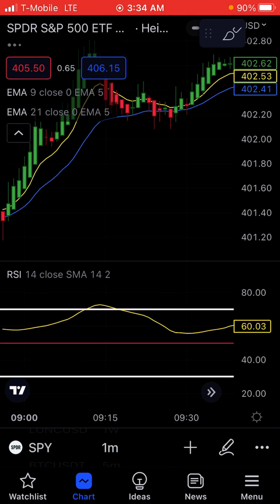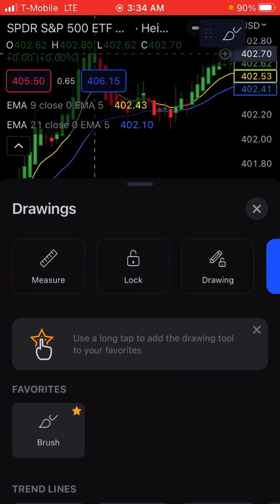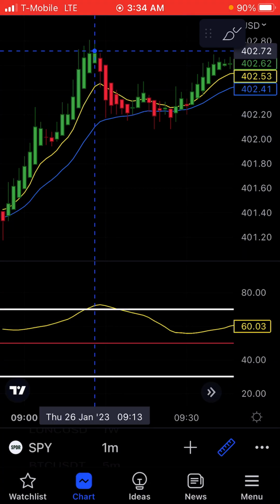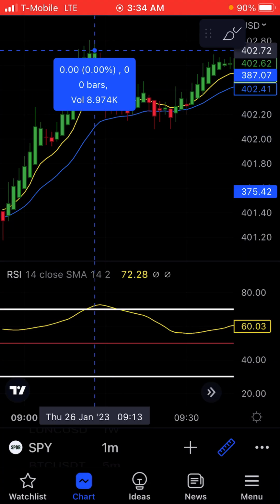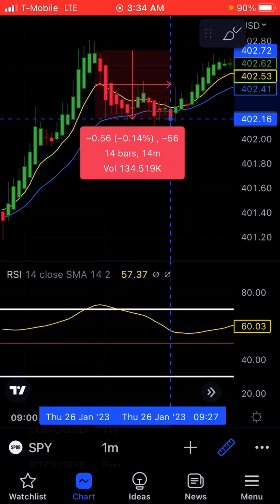Okay, so if we wait right here, see that it's at the top. So I would do a put right here, and then I would write it all the way down to about there. So that's 14 minutes. It's a good scalp right there. That's about half of a $1 difference in price. So that's probably about $25 right there.